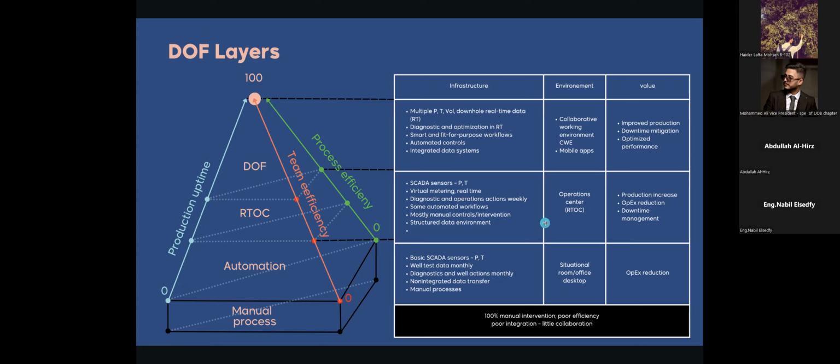You can see this one here. If we move further, which is the optimal solution for the digital oil field, you can see the process efficiency, the team efficiency, and the production uptime. Now it has reached the optimum value. We can see multiple pressure, temperature, volume, and downhole data coming to us in real time. Now they don't have only pressure and temperature. Now they are setting sensors to measure the volume, the mass volume of your well. So we have some sensors that can measure that.